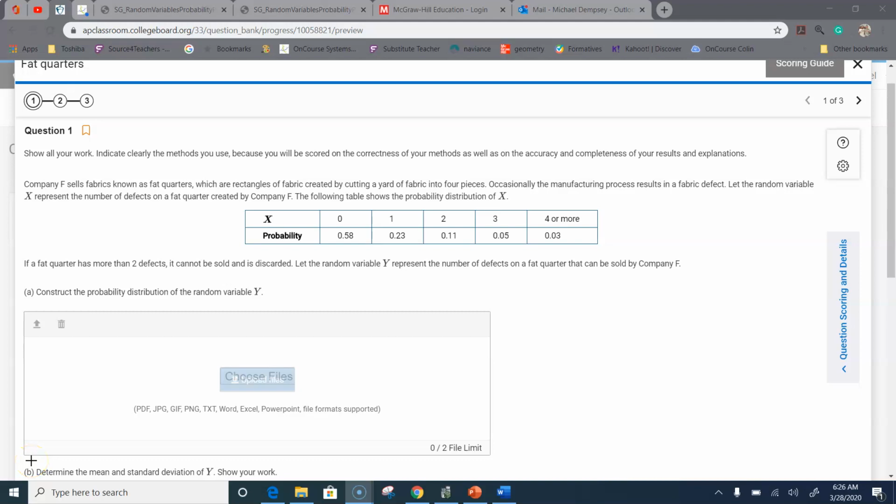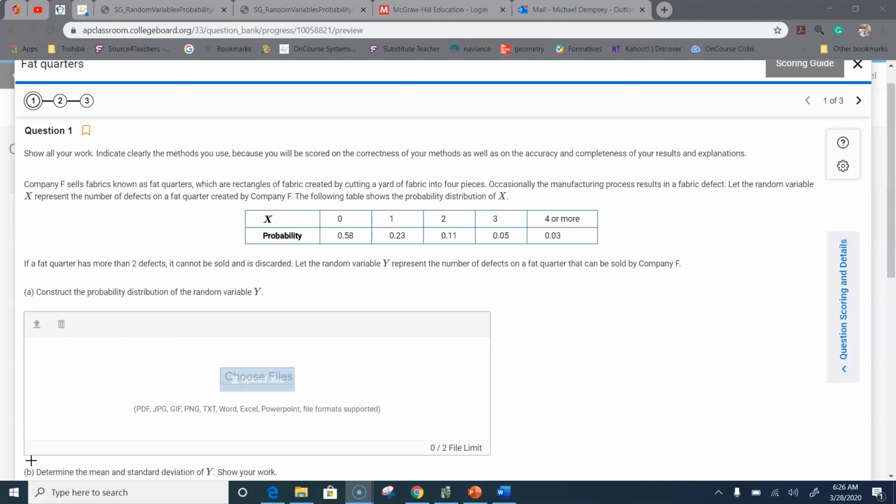Okay, so the first of these three probability practice problems is the fat quarters. This is a tough one for me just to wrap my head around the context of it, but it's also kind of a tricky probability question. They explain to you how the manufacturing process of these fabrics works, and that they get defects.